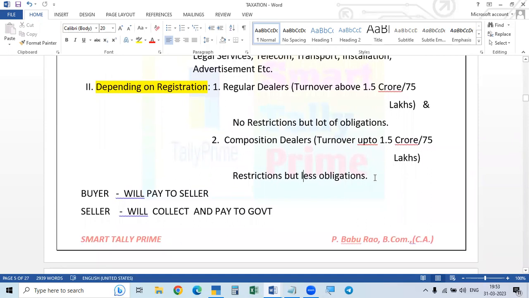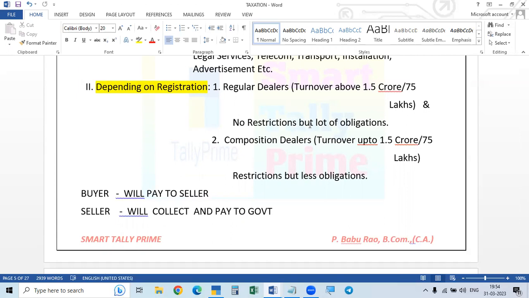What is meant by ITC? Generally, when persons buy goods, the supplier will issue the invoice. In the invoice, they will charge the tax also. The value of goods as well as tax they will collect from us, so we will pay tax also. When you are purchasing goods, the goods are coming in, and that supply is called inward supply.